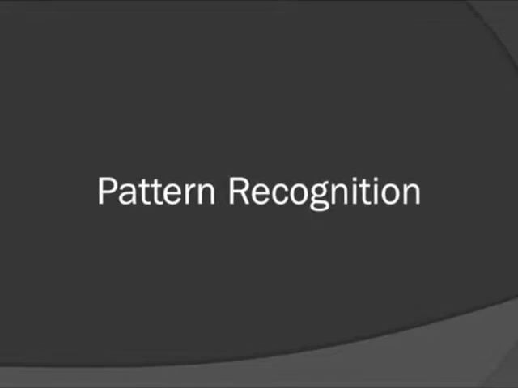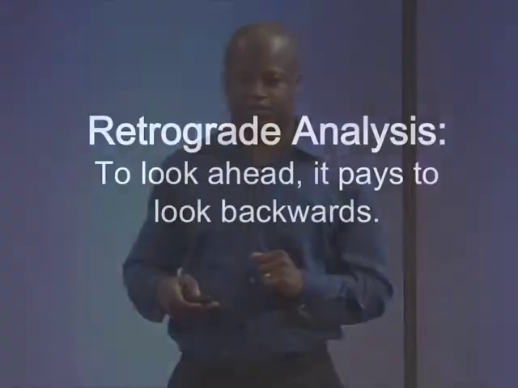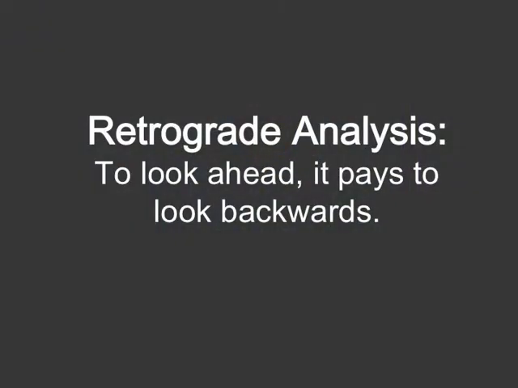And some of these techniques include chunking, which means taking a group of a chess position and seeing what possibilities can come from just that group, or pattern recognition, which is just going over a lot of positions that look very similar and extrapolating truths from that. The stepping stone method, which is to take a position, freeze it in your mind, and go from there to guess the next position. But one of my favorites that I love to solve these kinds of chess puzzles is called retrograde analysis. And what you do with retrograde analysis is that in order to look ahead, it pays to look backward.